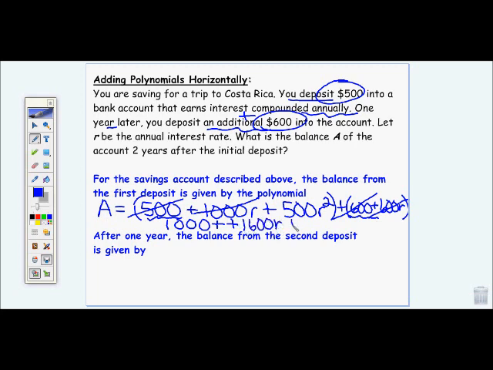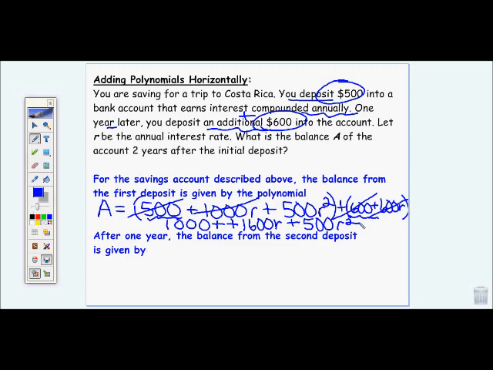Do I have any other terms that are left? I only have the term in my first expression. The second expression did not have an R squared term. So when we combine that polynomial, we did it horizontally. Again, I would either code it with some shapes or underlining, maybe crossing out too.